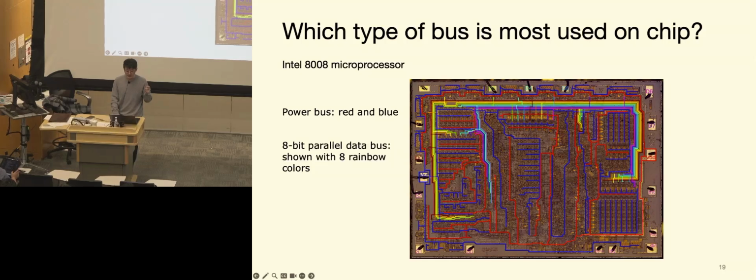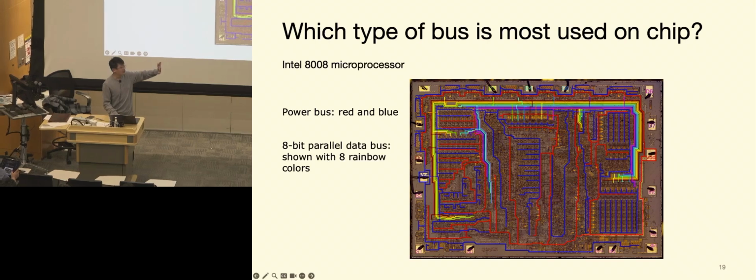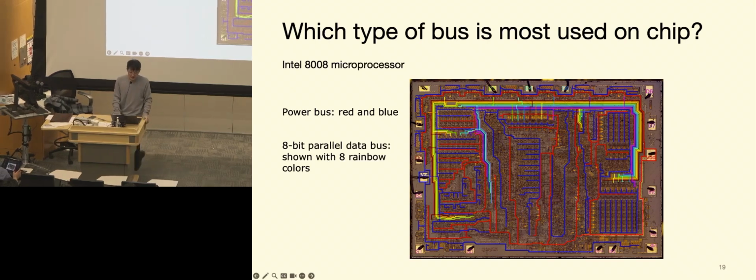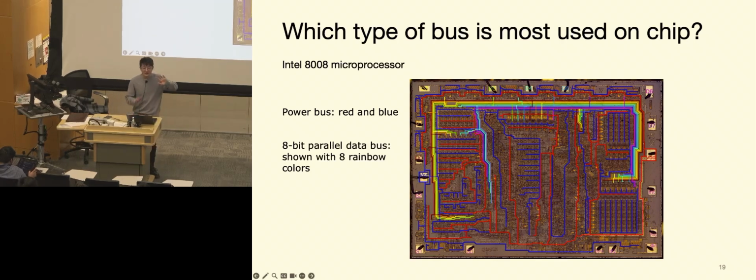So the red and blue ones are the power bus, which goes, as you would expect, around the whole chip. Another thing you might not be expecting is that all the rainbow-colored ones are the parallel data buses, and they also go around the chip. It kind of goes everywhere.